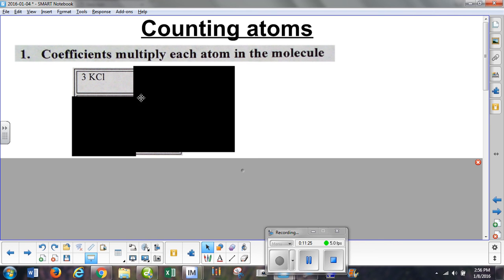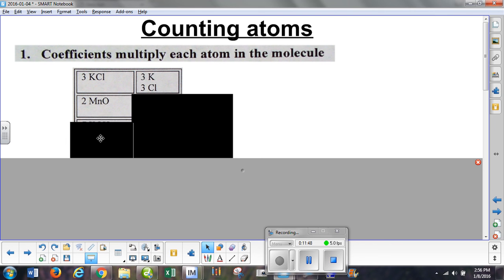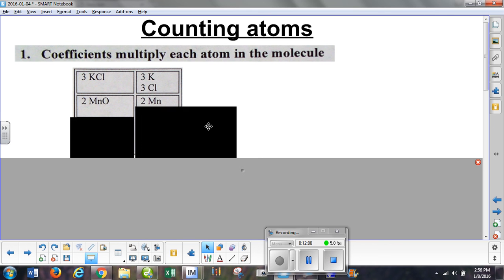So Armin's going to tell us for potassium chloride, which is on the left here, how many potassiums do I have with the 3 out front? Yeah. Okay, good. 3 potassiums. And how many chlorines do I have? Excellent. Okay, so this is pretty easy. It's a simple rule, and I think most of you will have no trouble with it. Ava, would you please tell us for manganese monoxide, how many manganese do I have when I put a 2 out front of the molecule? 2. Excellent. And how many oxygens? 2. Yeah, pretty easy, huh?